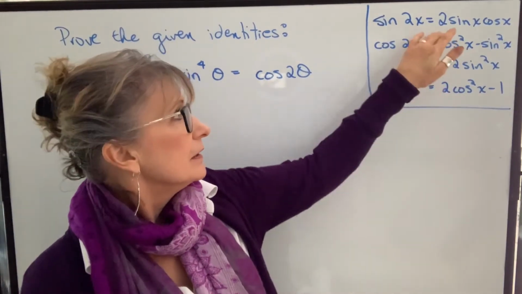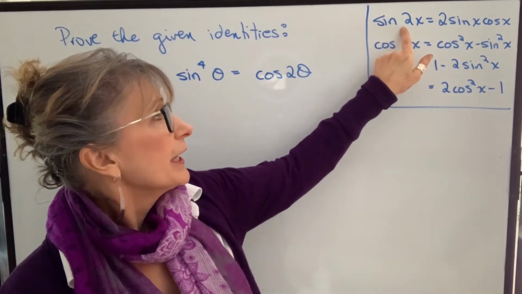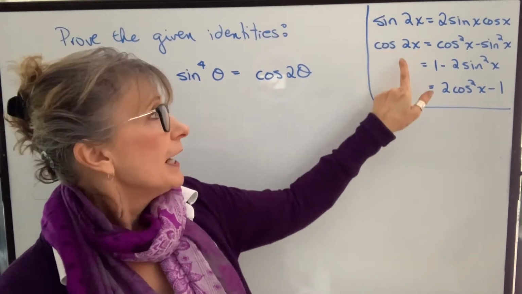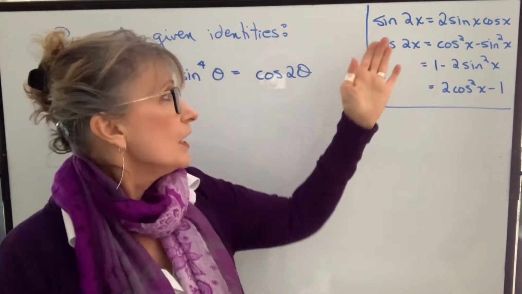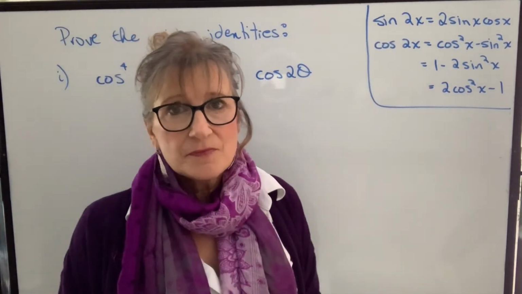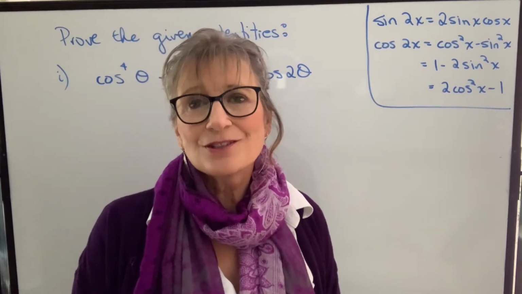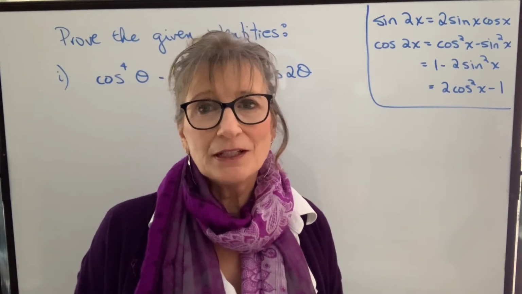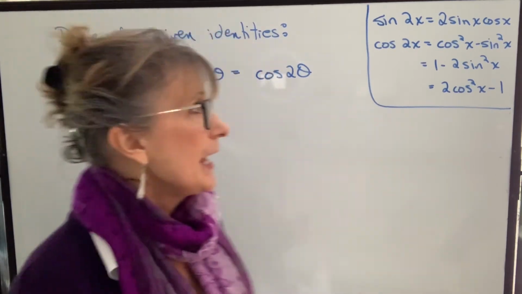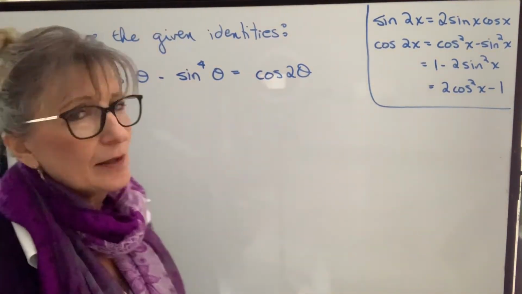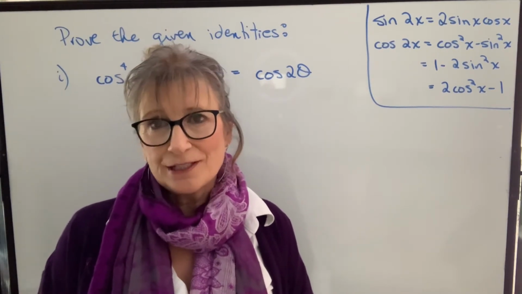I've written the identities at the side here, the double angle identity for the sine function and the 3 double angle identities for the cosine function. I've changed from theta to x simply because I want you to be aware that it could be x, it could be theta, it could be alpha, it could be beta. Don't get hung up on whatever they call that angle. Using those identities and other identities that we've already talked about, let's do some more identities.